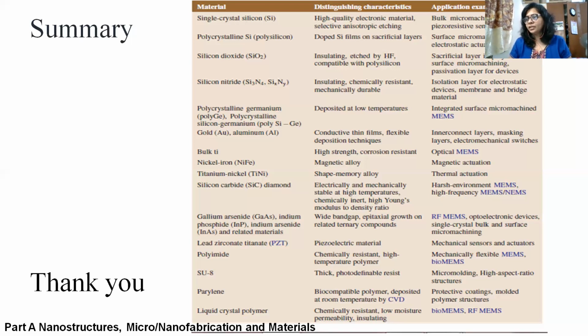ternary compounds. PZT are piezoelectric materials. Polyimide is a chemically resistant high temperature polymer. SU8 is a thick negative photoresist. Parylene is a biocompatible polymer deposited at room temperature. At the end, liquid crystal polymer that is chemically resistant and low permeability insulating. So these are all commonly used materials in MEMS devices.